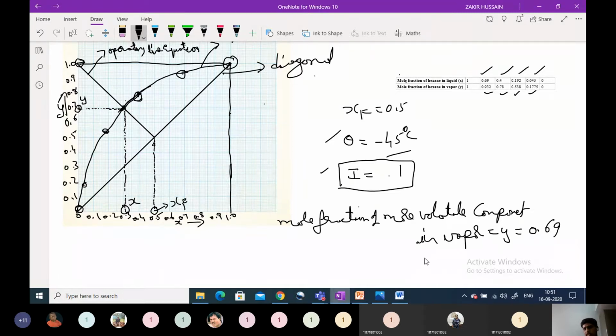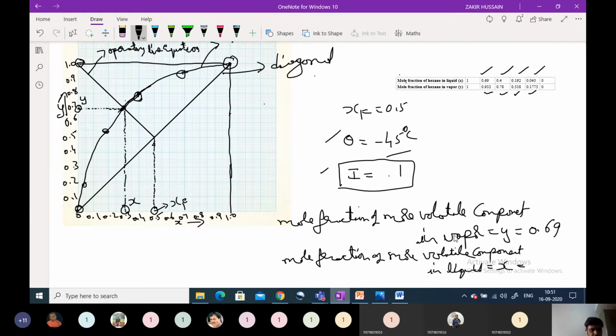So this is 0.69. Then next one is mole fraction of more volatile component in liquid phase. In liquid, this is equal to x is equal to this point where the operating line touches the equilibrium curve. So this point is 0.31, 0.3. So these are the required values to solve this problem.